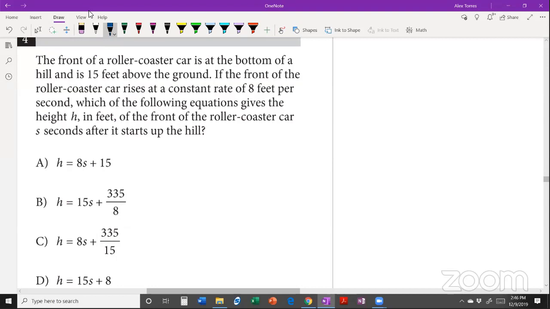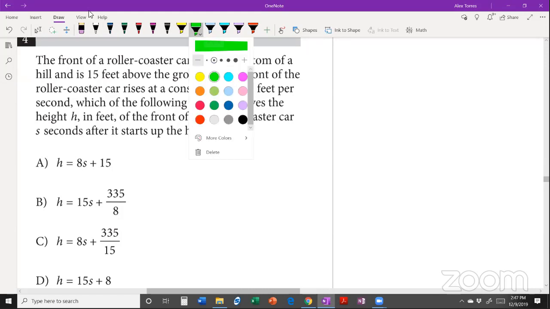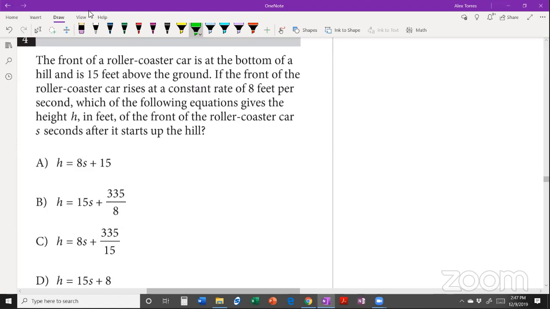The front of a roller coaster car is at the bottom of a hill, 15 feet above the ground. The front of the roller coaster rises at 8 feet per second. The thing I'm looking out for here is to make sure that the units are consistent. So we've got feet above the ground rising at feet per second and s seconds. So there's not any kind of conflicting units, which, you know, this is question number 4, so it's toward the beginning, and by nature it'll probably be easier, so it makes sense that there are not conflicting units. So just a nice simple y equals mx plus b linear situation for people who are just joining or just learning this stuff for the first time.